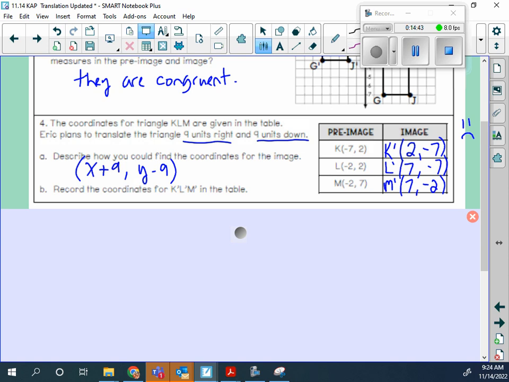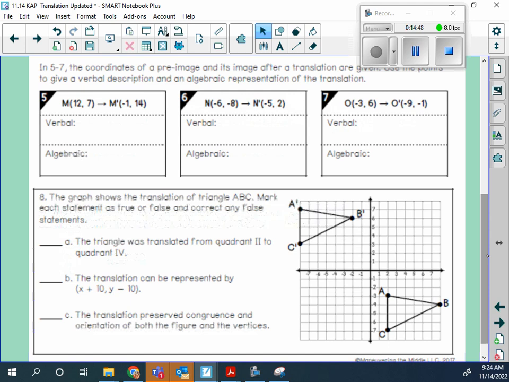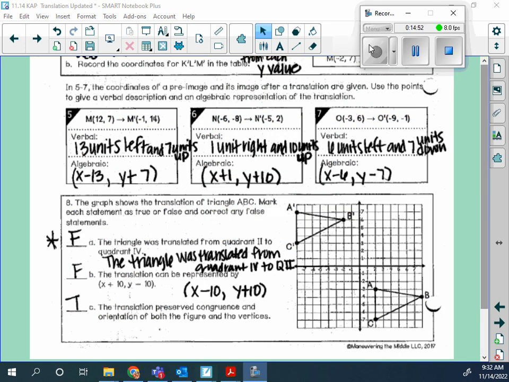Okay? All right. The rest of this page, I'd like for you to try it with your partner there. And then we will check. If you're at home, pause the video. Okay, you ready? Did you get number 5? It was 13 left and 7 up, and x minus 13, y plus 7. Number 6, 1 unit right, 10 units up. So that would be x plus 1, y plus 10. And then 6 units left, 7 units down, x minus 6, y minus 7.